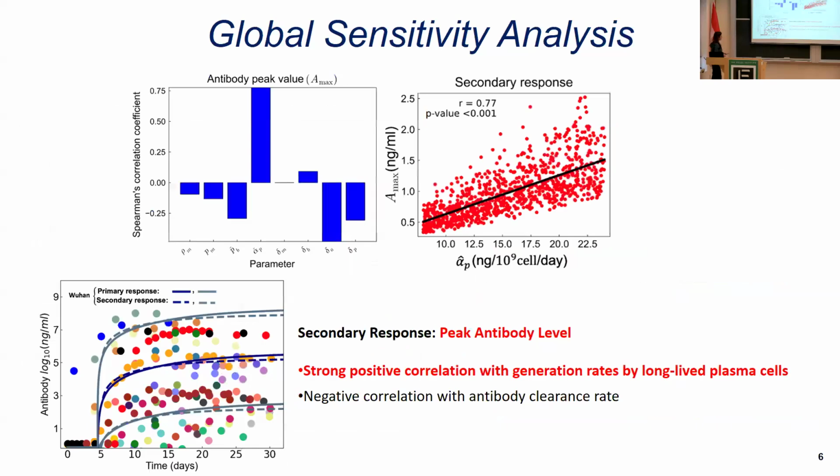Then we also did the sensitivity analysis for the secondary immune response. If you look at the bar chart, the peak antibody is very sensitive to the generation rate of antibody by long-lived plasma B cells. It has a 77% Spearman correlation coefficient. So we found these parameters that are important in determining the antibody level.